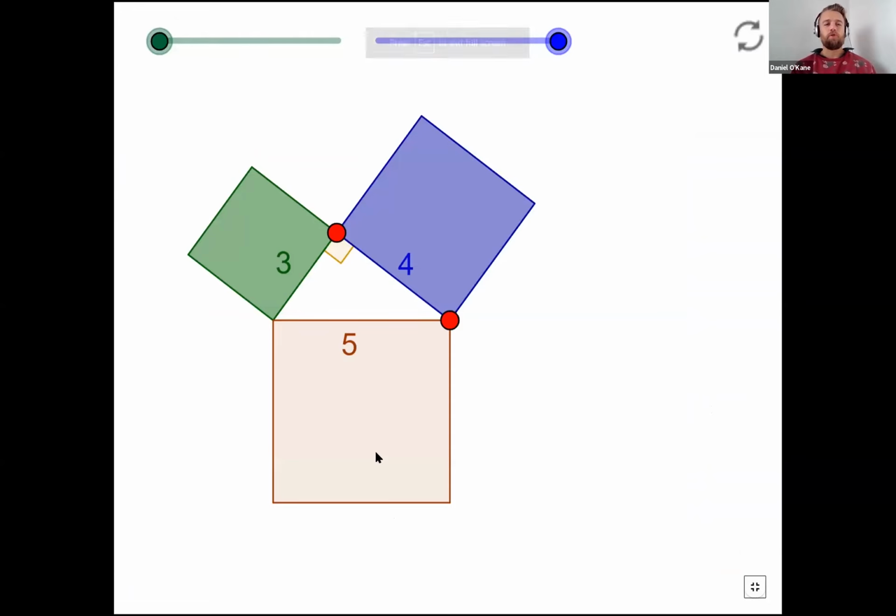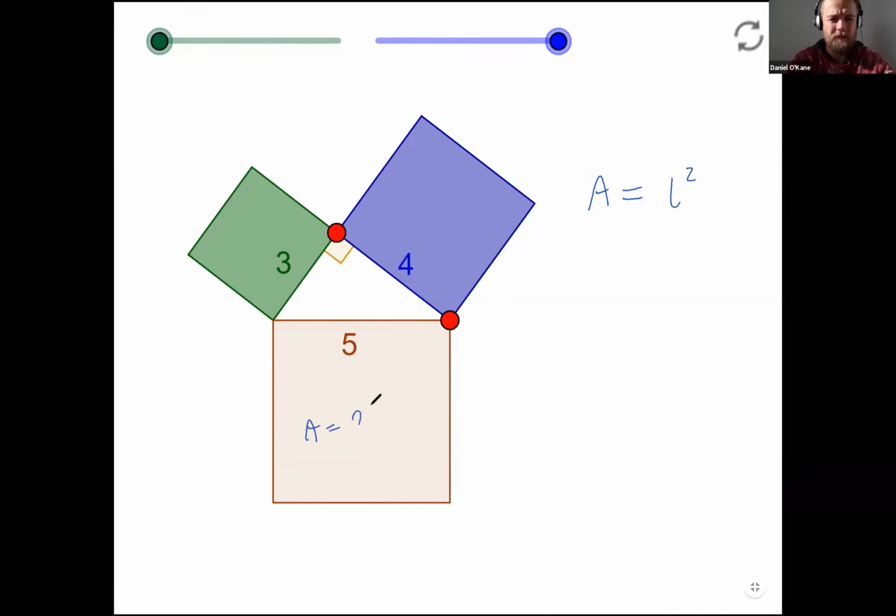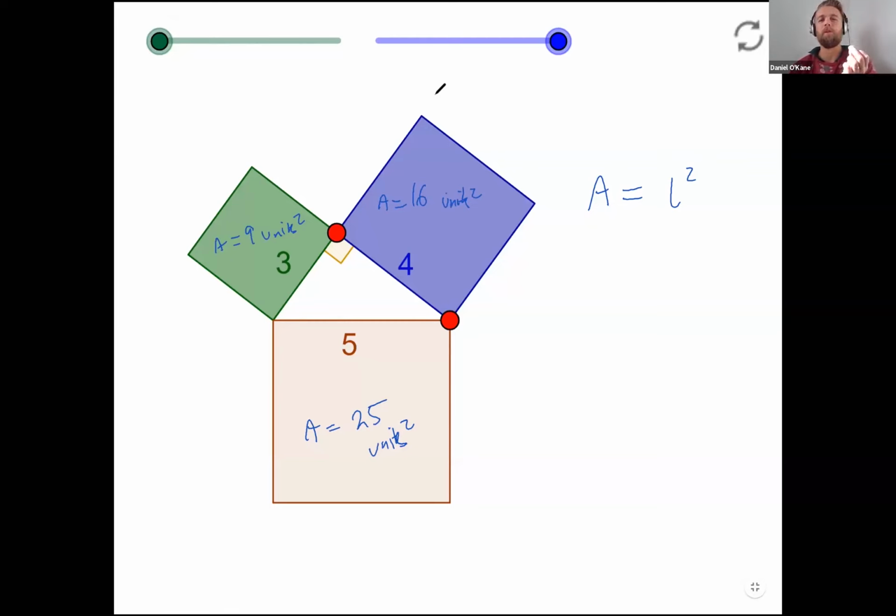Okay, so this is a GeoGebra applet. We've got these squares of area 3 squared, 4 squared, and 5 squared. Remember, the area of a square is length squared. So the area of a square is always length squared. Then the area of this would be 25 square units. The area of this square would be 16 square units. And the area of this square would be 9 square units. And so 16 plus 9 is 25. That kind of proves Pythagoras' theorem, but only for this one specific example.